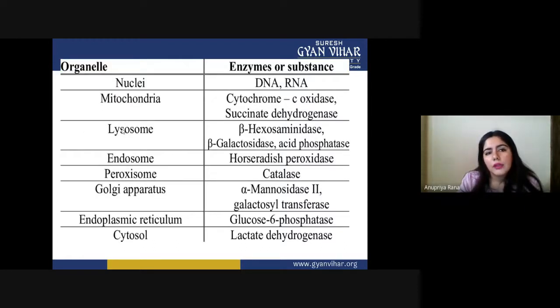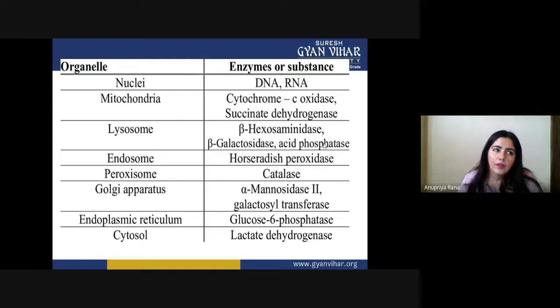So this is our goal. These are some organelles and the enzymes or substrates we use for them. For nuclei, DNA and RNA. For the mitochondria, basically succinate dehydrogenase, but sometimes cytochrome C oxidase too. For the lysosome, the enzyme we use is beta hexosaminidase or beta galactosidase, or acid phosphatase may also be used. For the endosomes, horseradish peroxidase can be used.